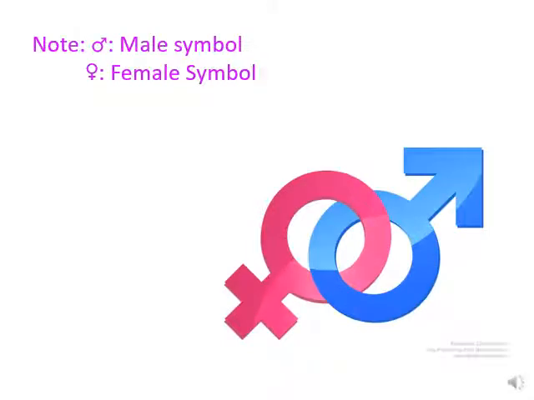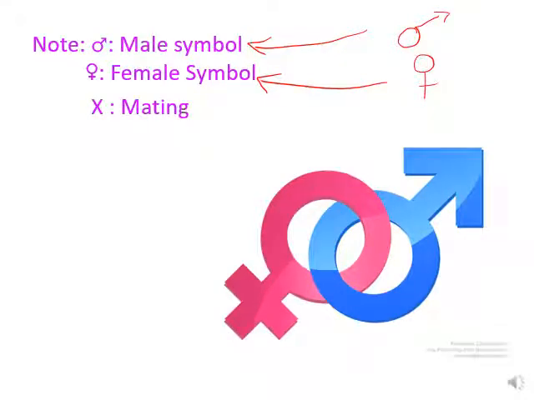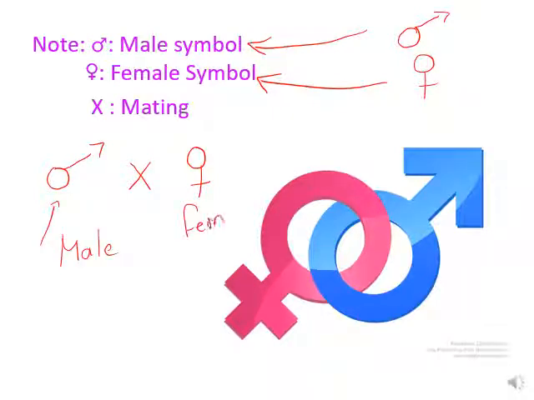First of all, we have to identify the symbols. This is the symbol of the male and this is the female symbol. From now on, the male symbol is going to be like this, and the female is going to be like this, while X means mating. So wherever we have these symbols, we have mating between a male and a female.